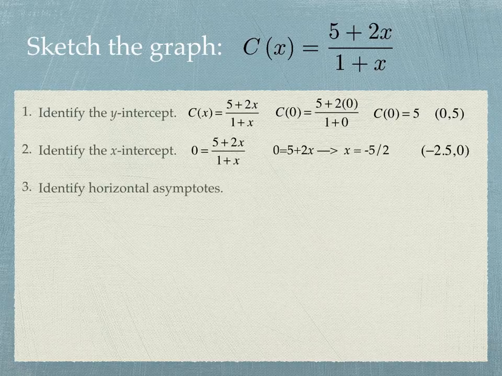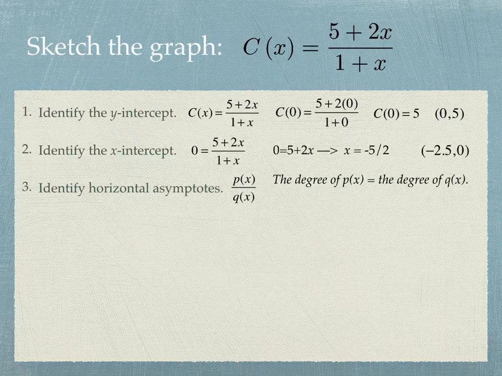Now the horizontal asymptotes for a rational function p of x over q of x. Let's look at the degree of both the numerator and the denominator. In this case, the degree of the numerator equals the degree of the denominator. When that happens, the horizontal asymptote occurs at the coefficient of x in the numerator. So my horizontal asymptote will be at y equals 2.